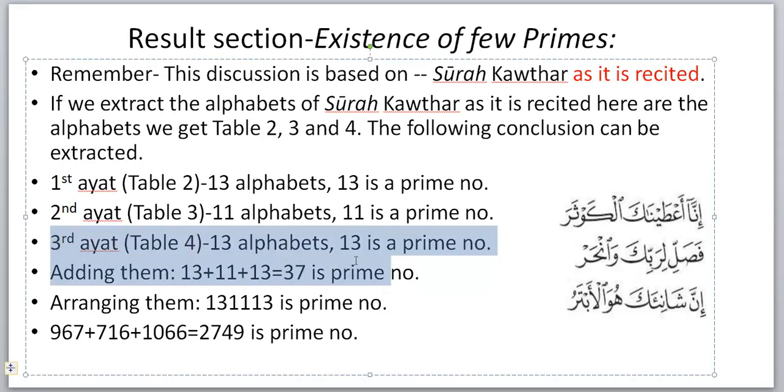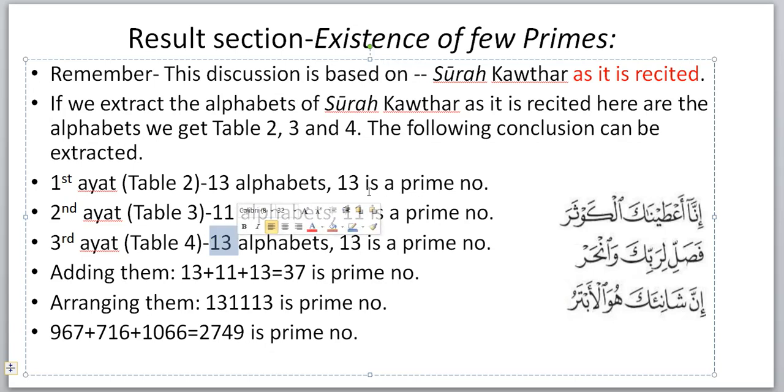So 13 alphabets. And the interesting fact is that these 13, 11, 13 are all prime numbers. Adding them, that means if we add 13, 11 and 13, we get 37. Interestingly, this is also a prime number. And arranging them, this 13, this 11, this 13, if we arrange these here, we will get this number. And interestingly, this is also a prime number.